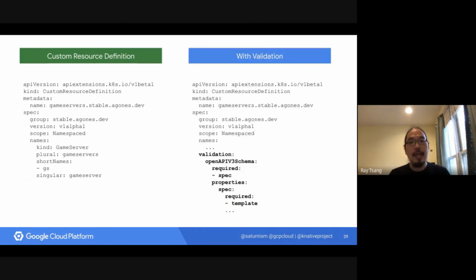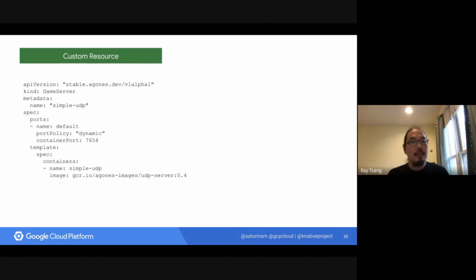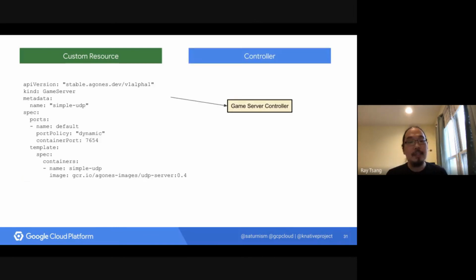And then you can add validation to these CRDs. So you can say, for this field, it has to be a string, and for that field, it has to be a number, and so on and so forth. Okay. And then the user can follow this schema or definition and create their own game server, right? So now we can create an instance of the game server by putting values into the right attributes.